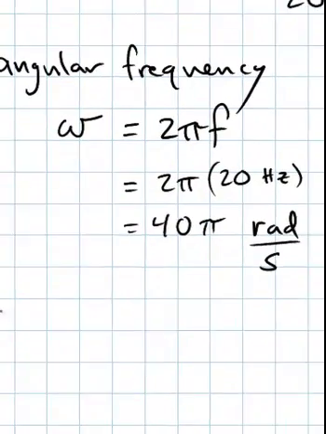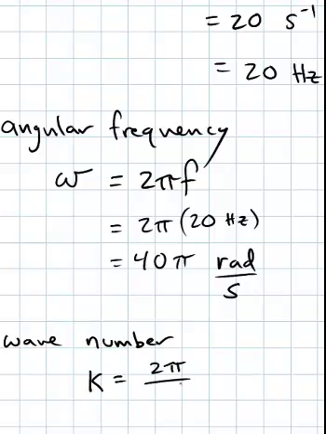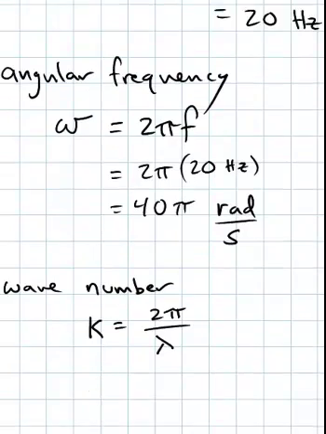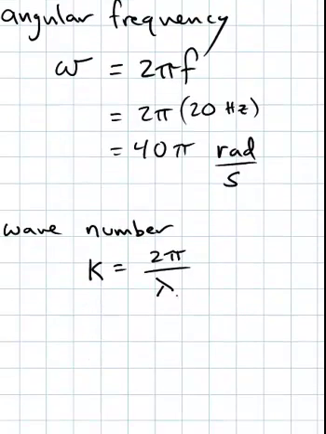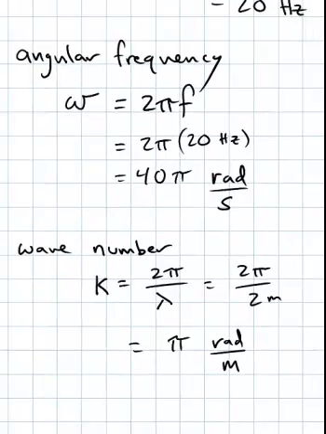And the last thing we're looking for is the wave number. That's k. And that is 2 pi radians over the wavelength. So the wavelength in this case was 2 meters. That gives me pi radians per meter for the wave number. The reason we needed all this stuff was because we want to come up with an equation for this wave, right?